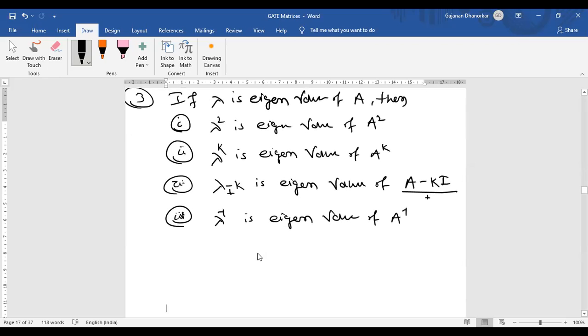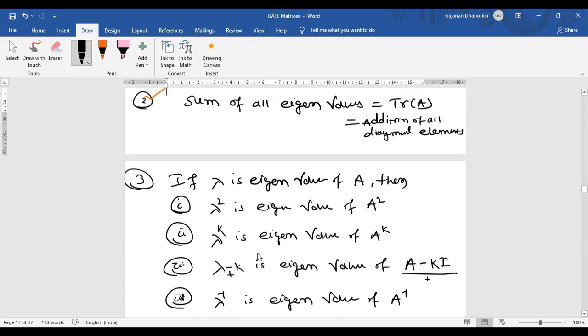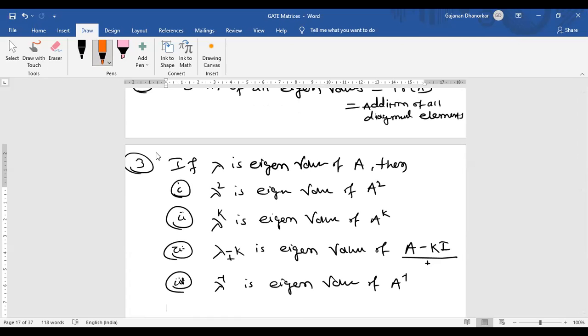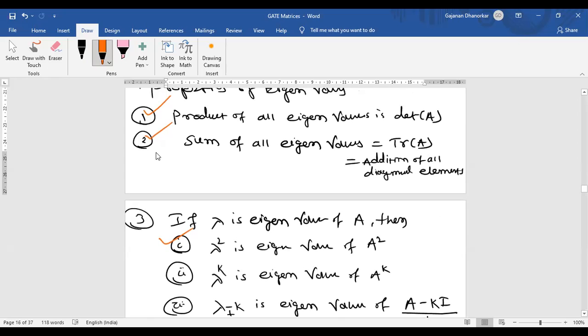I think these are the properties, and if we recall additional ones, I will add them. But try to remember this one: the product of all eigenvalues is the determinant of the matrix, and the sum of eigenvalues is the trace.